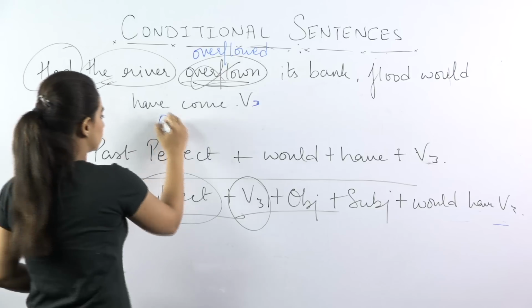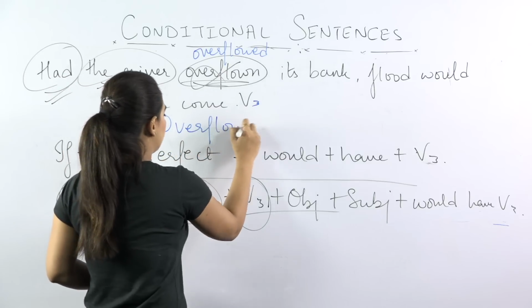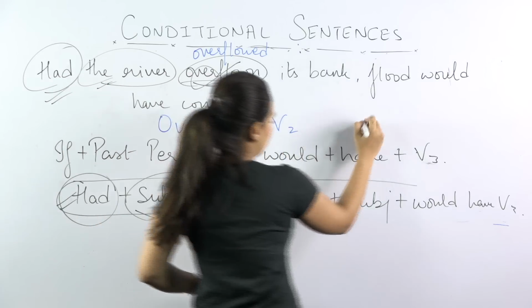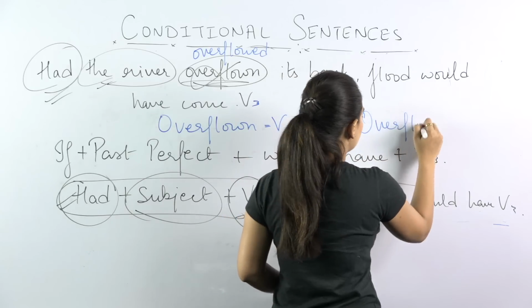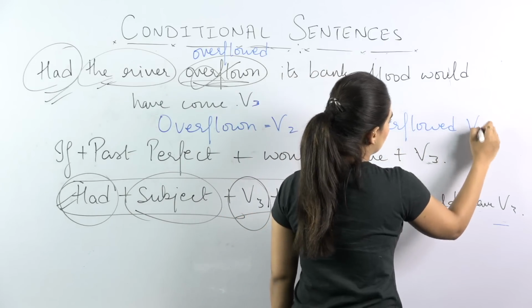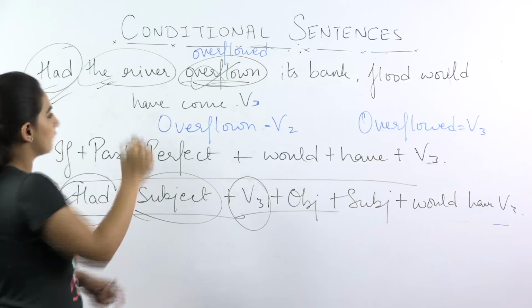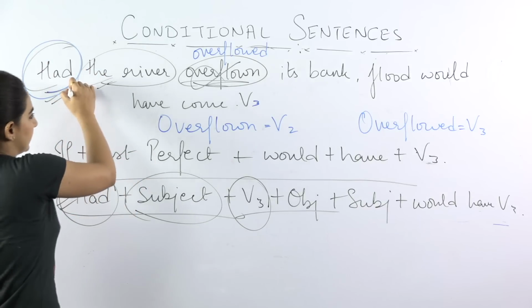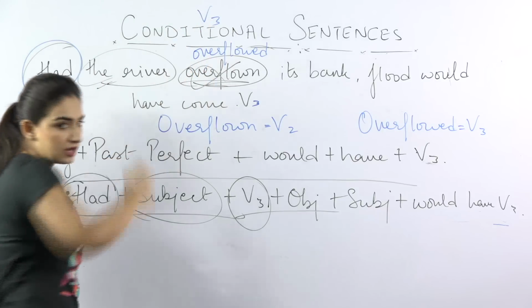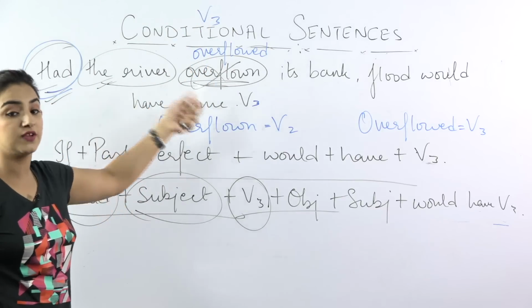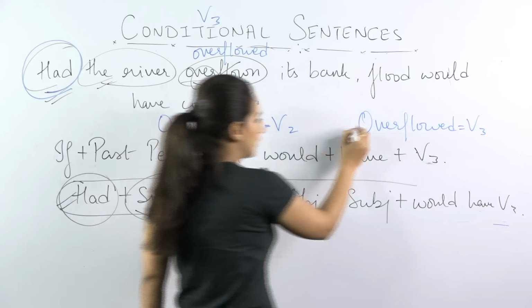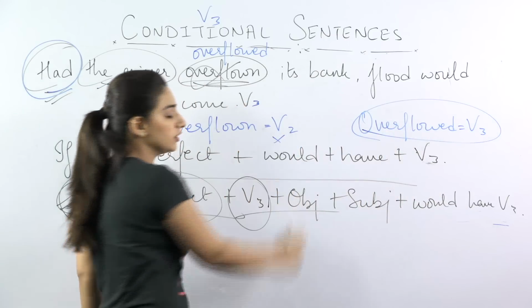Flood क्या हो जाएगा? No error, नहीं, error होगा. Overflown, there is a condition. Overflown, second form. Overflowed, third form. And overflow is V1. So now if we have placed had in a sentence, we need to place V3. अगर हमने sentence में had लगाया तो हमें V3 लगाने की ज़रूरत है. And V3 is overflowed, not overflown.